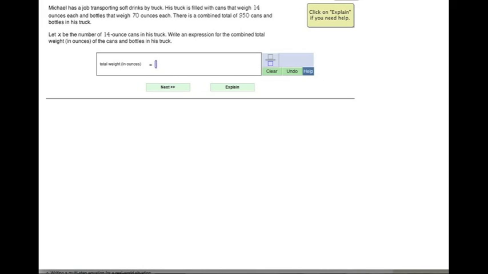Okay, I'm going to be working on the topic of writing a multi-step equation for a word problem. Writing a multi-step equation for a real-world situation. That's what the topic is. Okay, so let's look at the first example here.